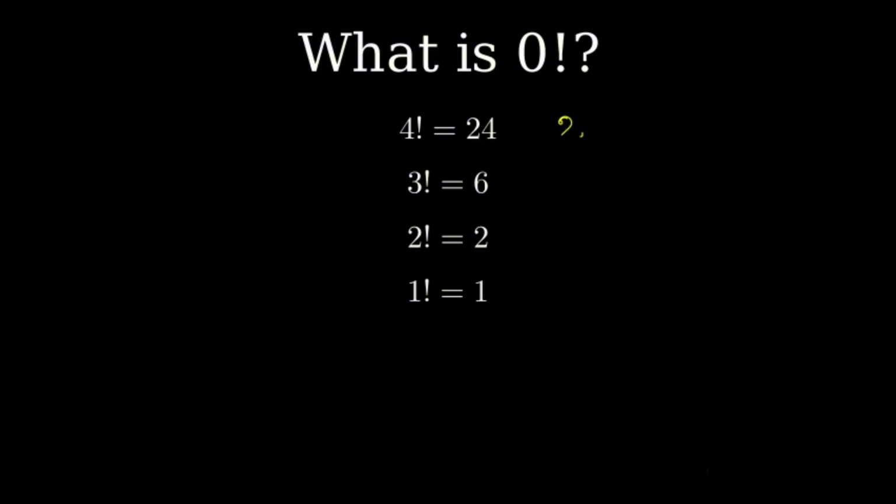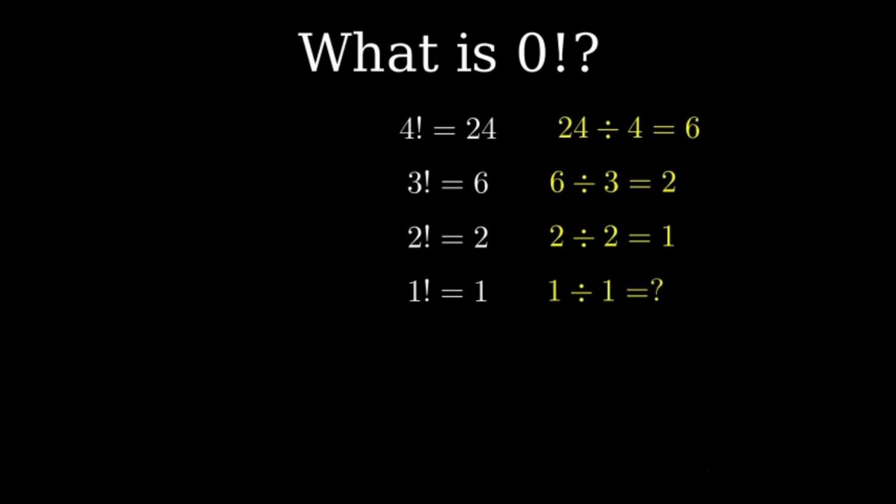Now let's look for a pattern. What happens when we divide each factorial by its number? This might give us insight into what 0 factorial should be. 24 divided by 4 equals 6, which is exactly 3 factorial. 6 divided by 3 equals 2, which is 2 factorial. 2 divided by 2 equals 1, which is 1 factorial. If we continue this pattern downward, 1 divided by 1 would equal 0 factorial.